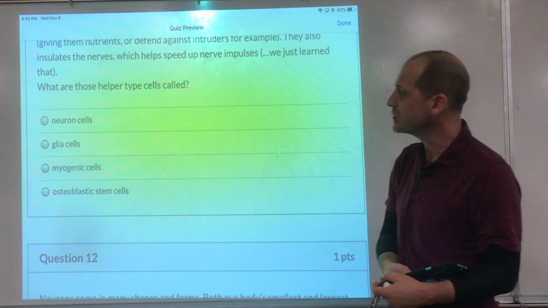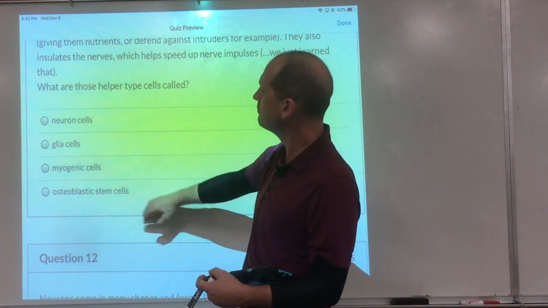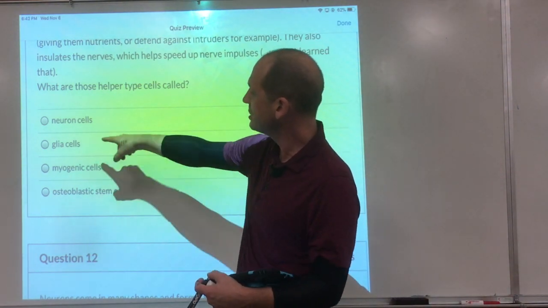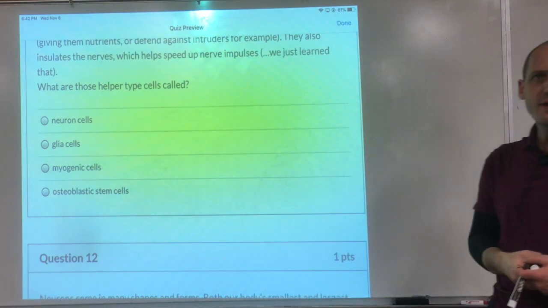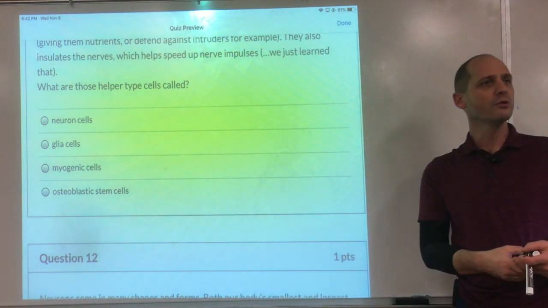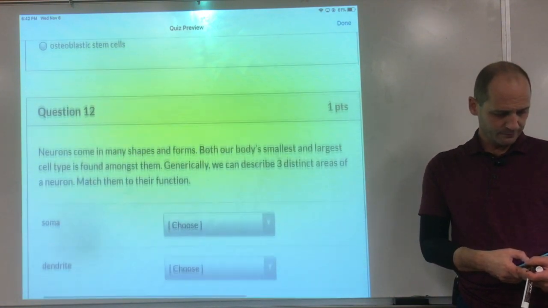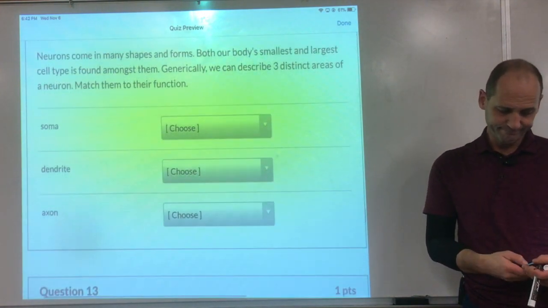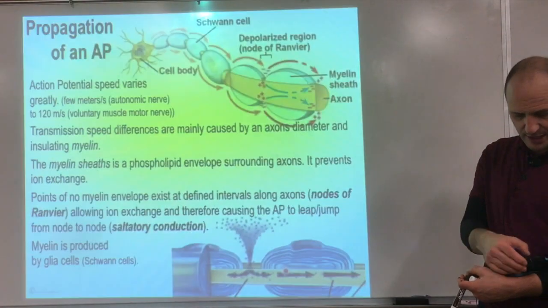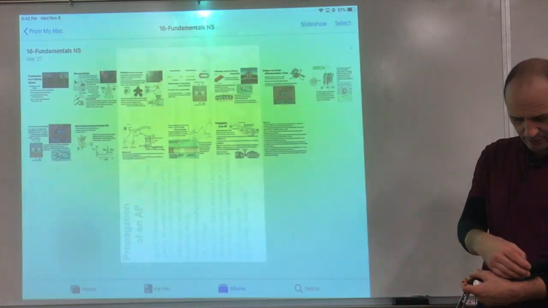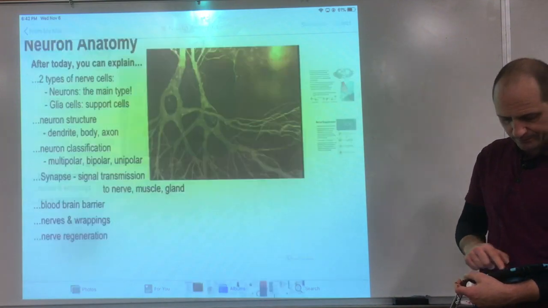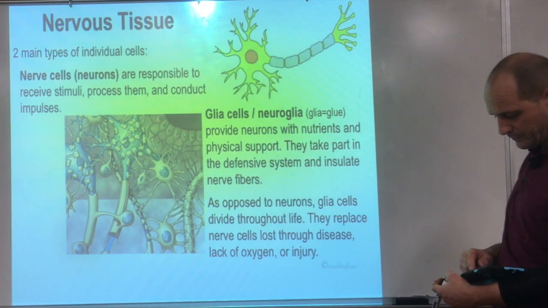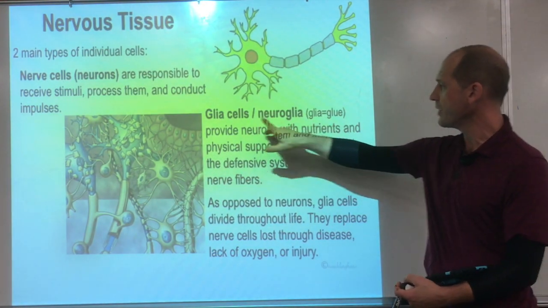What do we call the helper cells? The glia cells. Glia, neuroglia. Glia means glue. So they hold the nervous system together. So that goes to the next chapter, and that's right here. There we go. Glia cells. Neuroglia. Glia means glue.